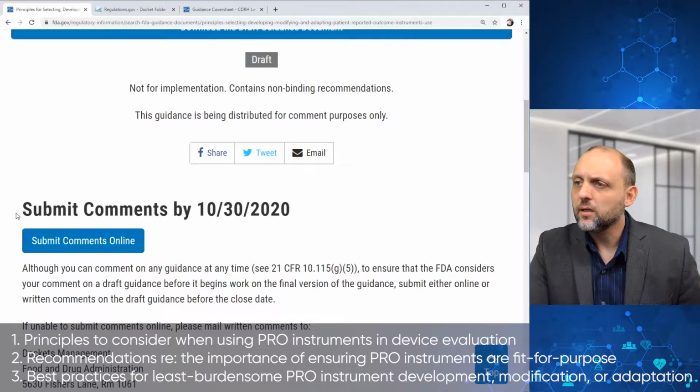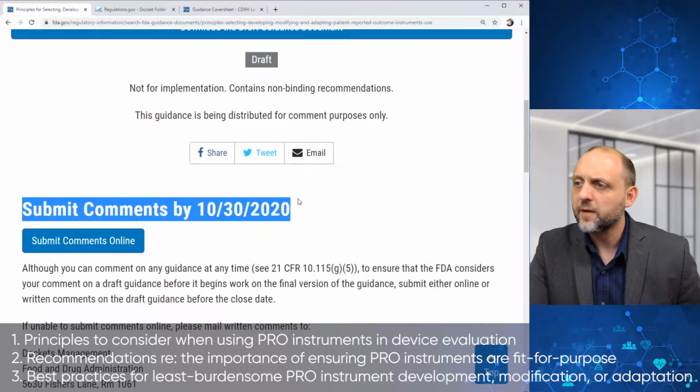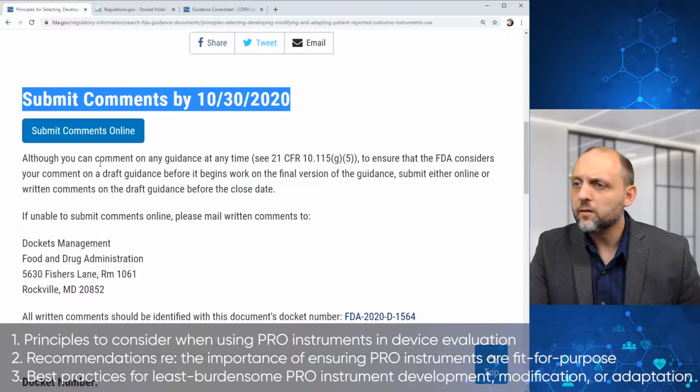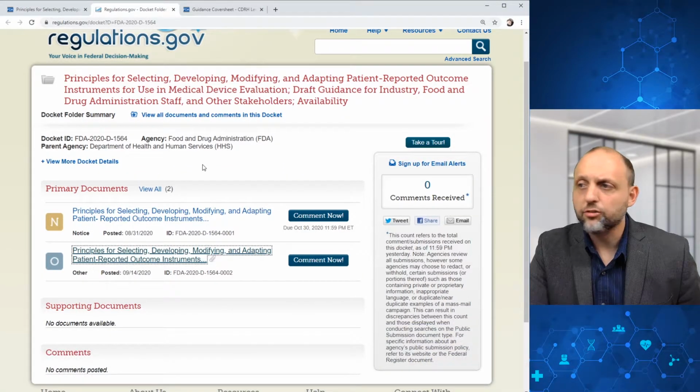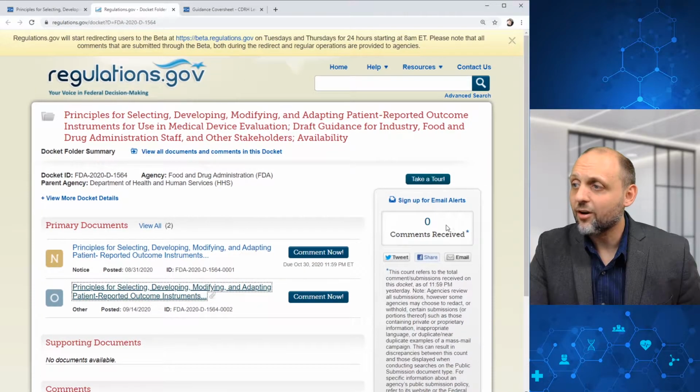We can see that we need to submit comments by 10/30/2020, and we can go to the docket at regulations.gov here. That'll take us to the Federal Register notice. And a copy of the guidance document can be accessed here as well. At the time of this recording, there are 0 comments received. So there's not much else to really see here at the moment.